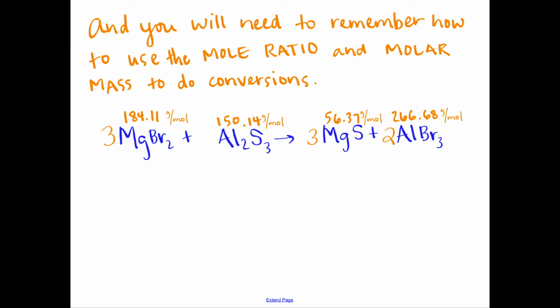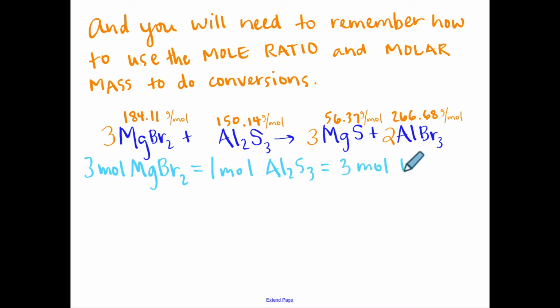Okay, so our balanced equation gives us the mole ratios that we need to do conversions. In this balanced equation, we can see that 3 moles of MgBr2 are equal to 1 mole of Al2S3, and that's also equal to 3 moles of MgS, which is also equal to 2 moles of AlBr3.